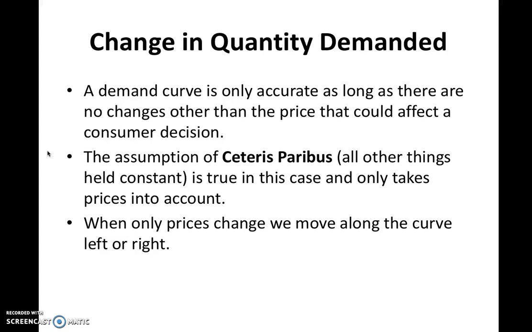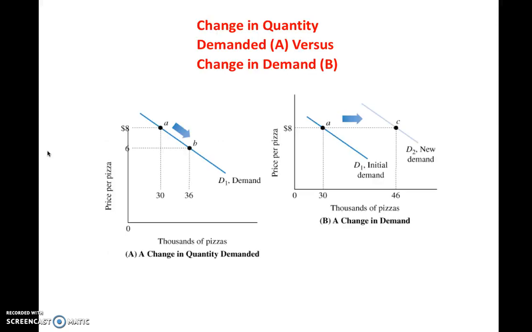You've got to know the difference between this, and it also applies to supply. A demand curve is only accurate as long as there's no changes other than price that could affect a consumer decision. The assumption of ceteris paribus, all things being held constant, is true only taking prices into account. When only prices change, we move along the curve. Here's what we're looking at here. You've got to recognize this.